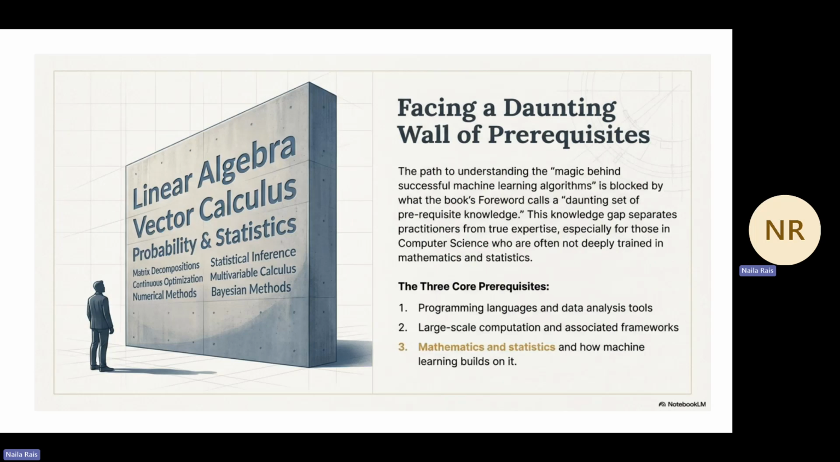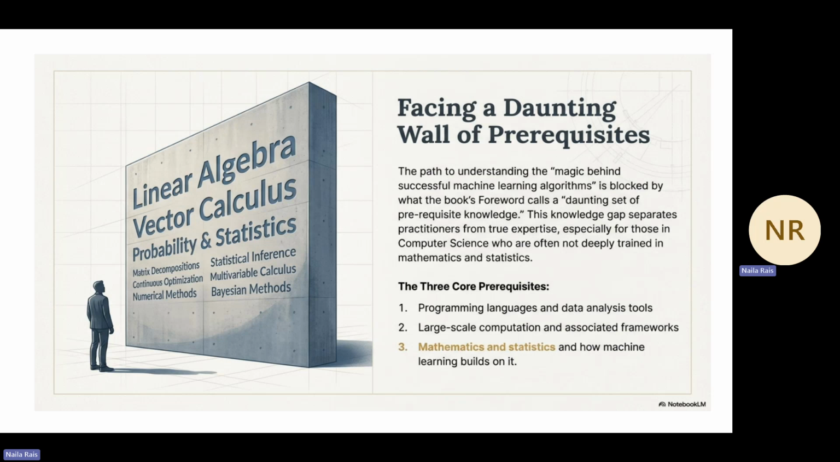So let's see how we can resolve this problem. The magic behind successful machine learning algorithms is blocked by the daunting ascent of prerequisite knowledge. This means first we need to look into the prerequisite concepts, then move forward to the machine learning parts.